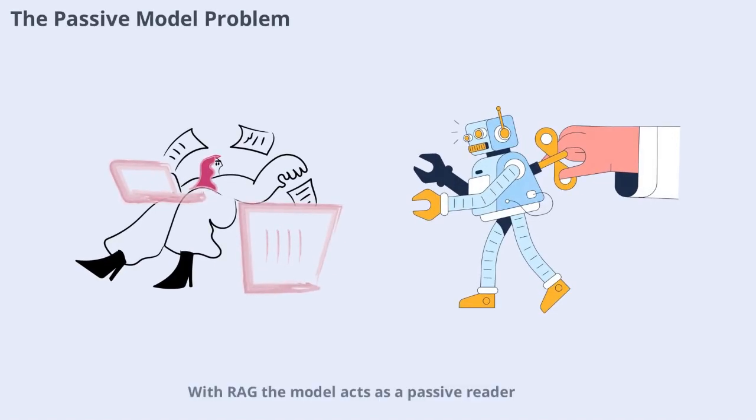With RAG, the model acts as a passive reader. It only sees what the retriever selects, never the full dataset. This means the model can't actively explore or manipulate the data, it just reacts to what it's given. This setup limits the model's ability to reason deeply or perform complex operations across the entire context. The model is spoon-fed information, unable to take initiative.